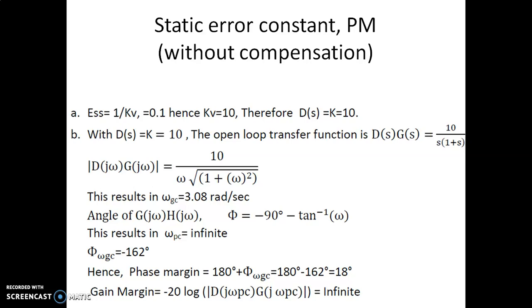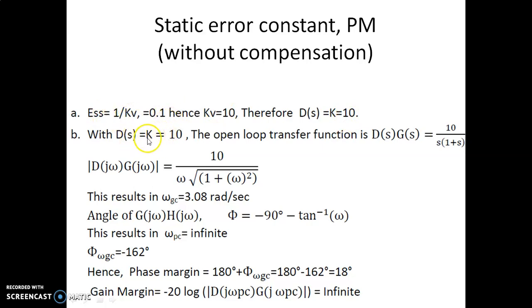For this problem, since the steady state error is given as 0.1 for a ramp input, the steady state error ESS is given by 1 over Kv. Since ESS is equal to 0.1, naturally Kv happens to be 10. Since we are considering D(s) as K, K will be equal to 10, which will give a steady state error for a ramp input of 0.1.